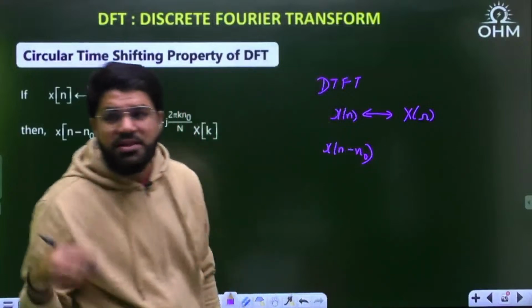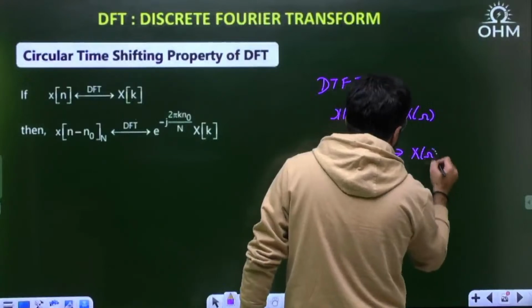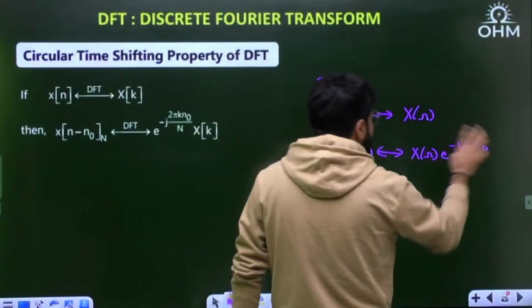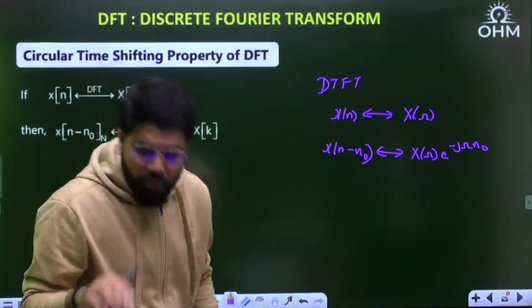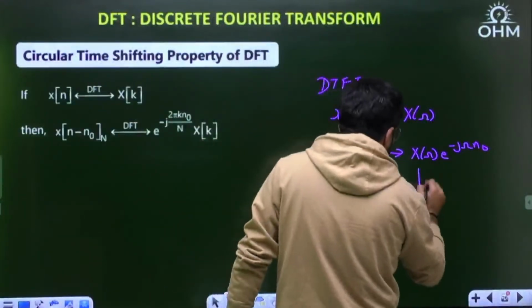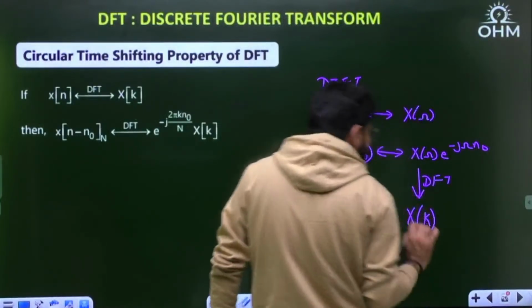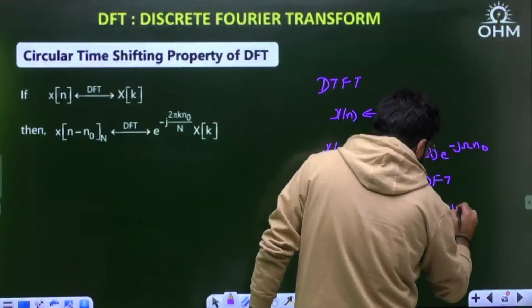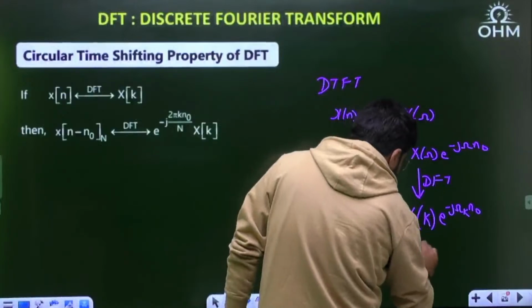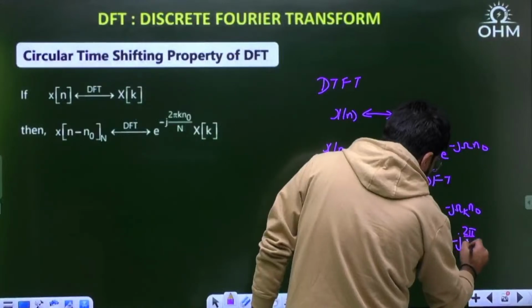There is an exponential term that will appear here. That is x of omega times e power minus j omega n naught, with the same sign. But when you talk about DFT, the frequency is discrete in nature. So you convert omega to omega k, x of omega k, or we simply write it as xk, correct? e power minus j omega k n naught. So that is xk e power minus j omega k n naught, where omega k means 2 pi k by n.